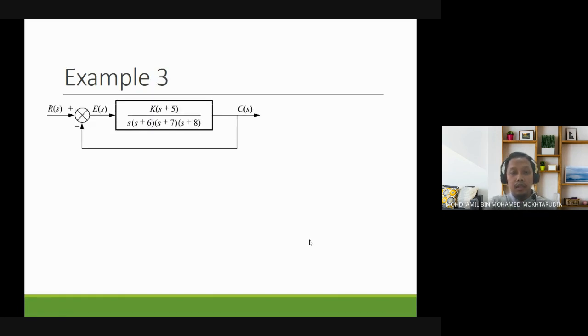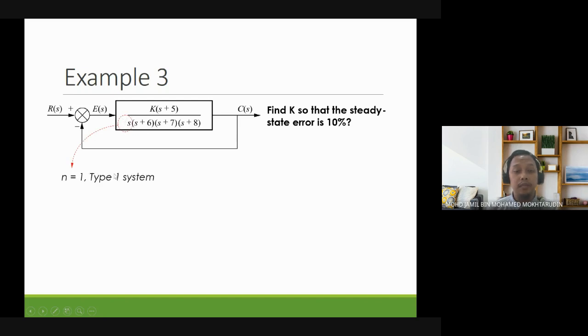And lastly, let's say you are given this transfer function. Find K so that the steady state error is 10%. Okay, so how to find K? Firstly, we need to evaluate the system type. The type of the system is type 1, because s to the power of n, n equals 1. And for a type 1 system, we have Kp equals infinity, Kv equals constant, and Ka equals 0 from the table.